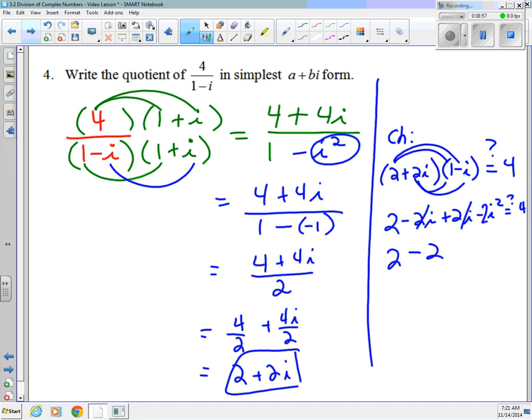2 minus 2 times negative 1. Does that equal 4? Well, let's see. Negative 2 times negative 1 is a positive 2. And indeed, 2 plus 2 is 4. And here we are, we actually worked. So 2 plus 2i is the answer, and I just did the check on the side.